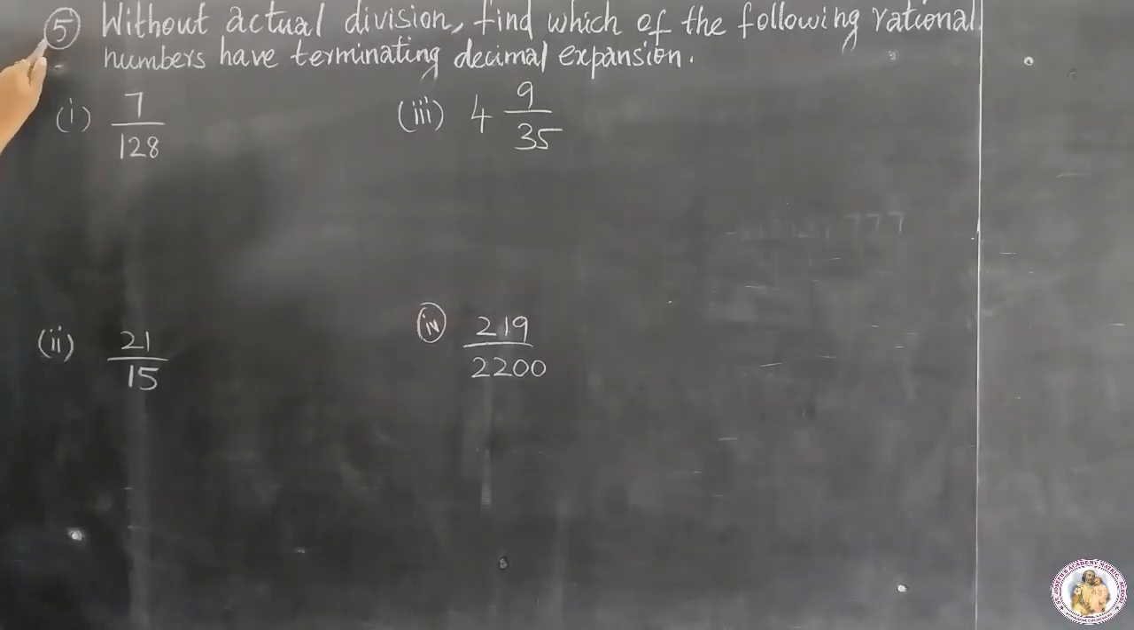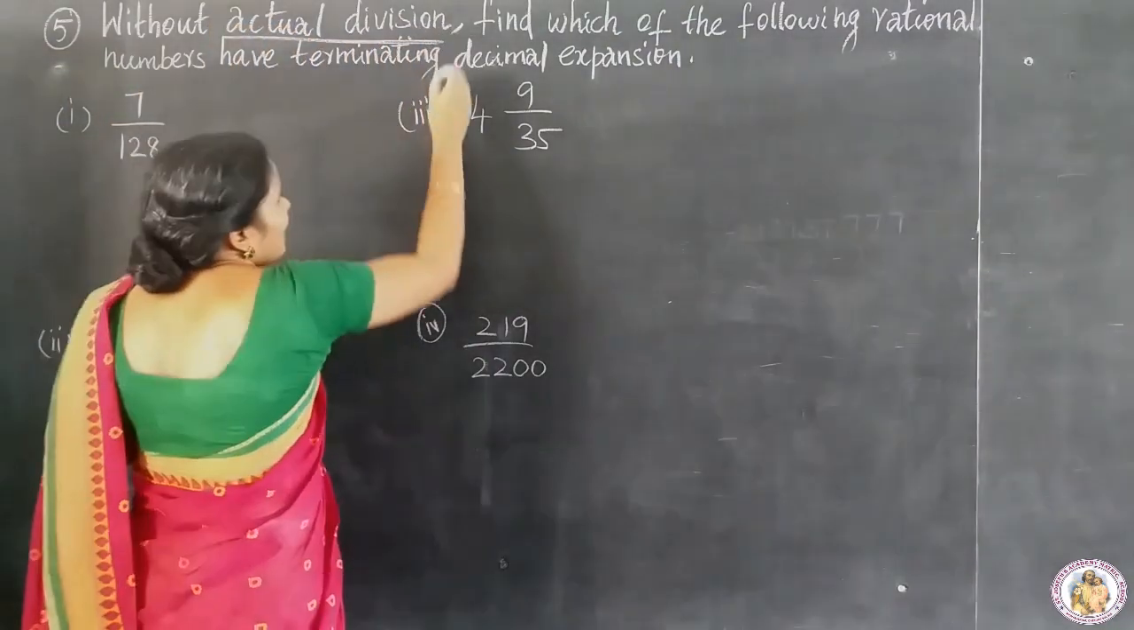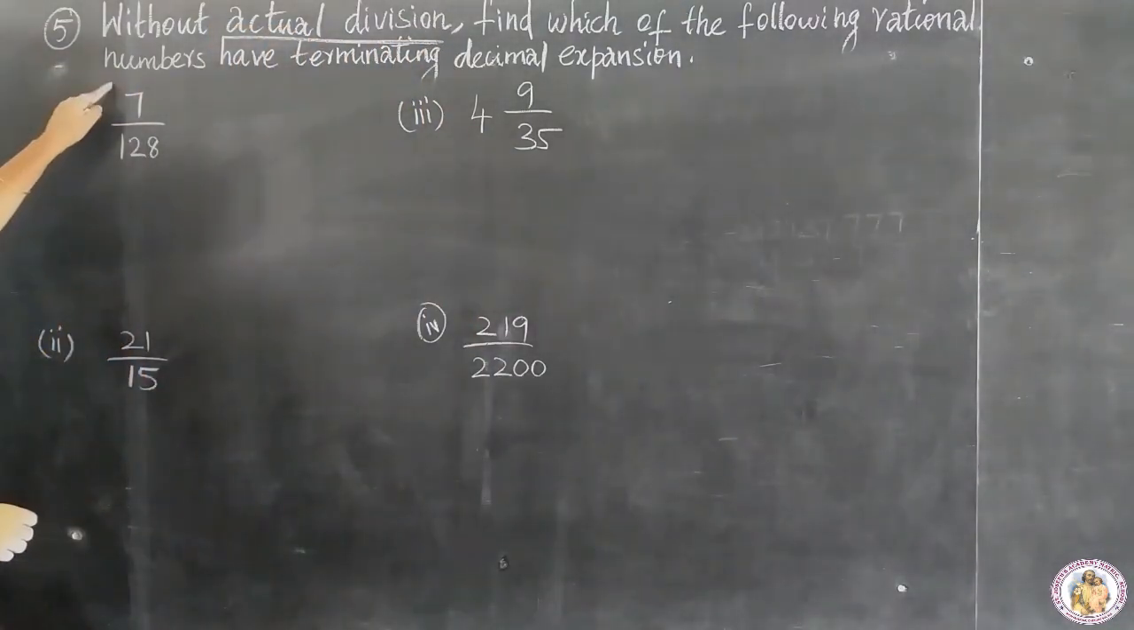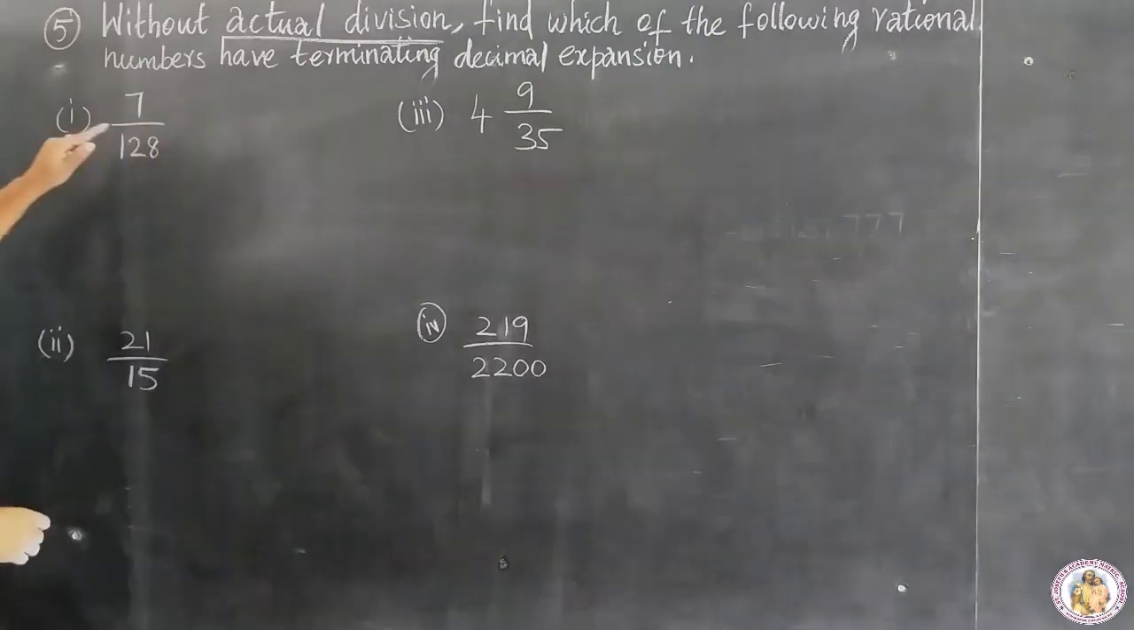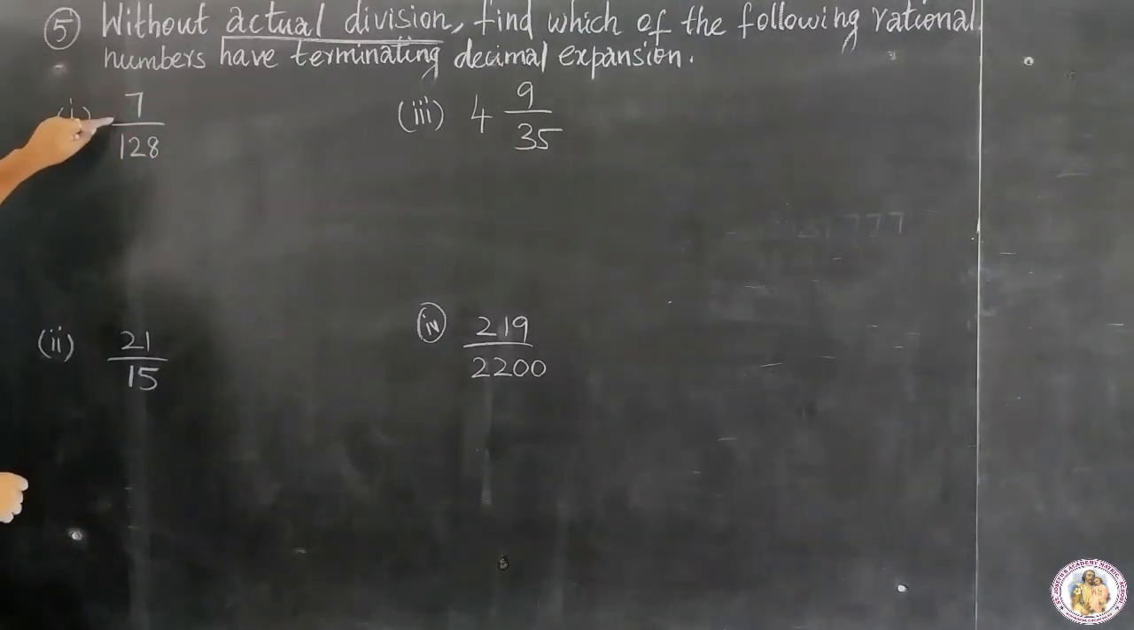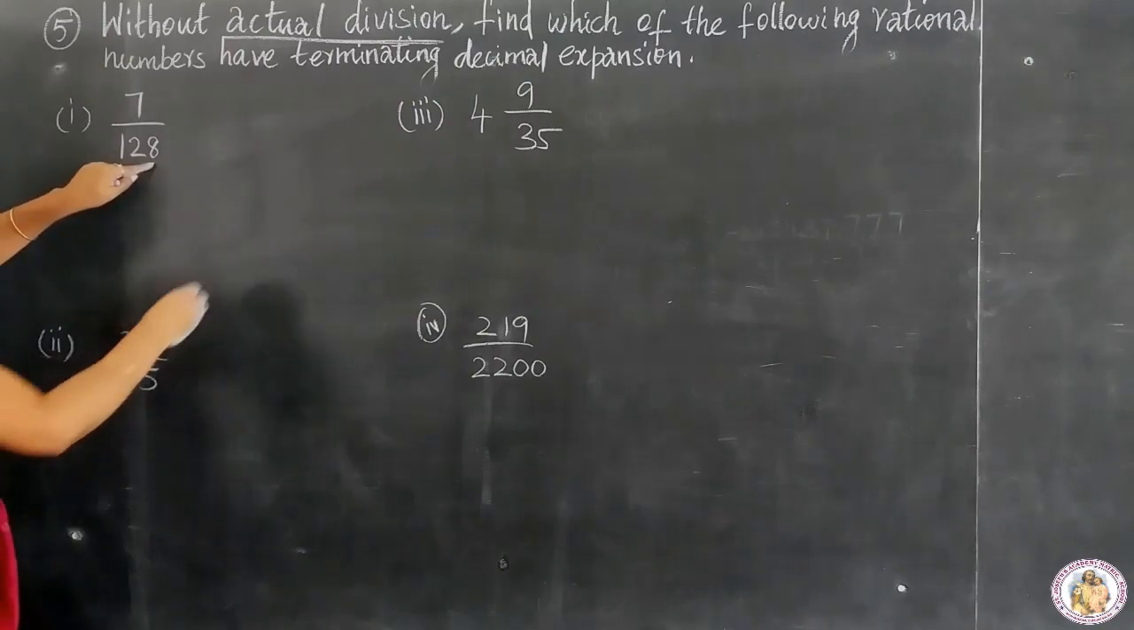Question number 5. Without actual division, find which of the following rational numbers have terminating decimal expansion. Here question number 1: 7 by 128.